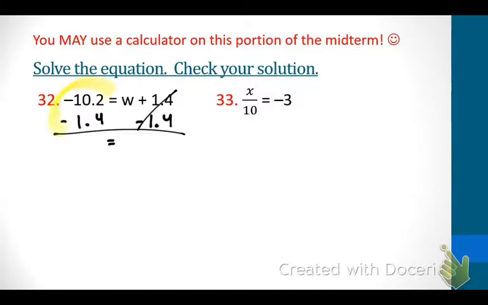So notice over here she has two negatives. Same sign, add and keep. Okay, so what do you get when you add it and keep it? Negative 11.6 equals W. I want you to go ahead and box that in.